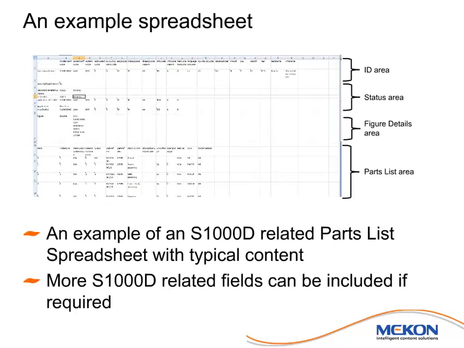The spreadsheet that you can see here is just an example, and it only contains a small amount of the actual IPD data itself. But what it does do is to contain at the top the various fields that are required to create the IPD data module ID and status areas, as well as the information for the figure. And we're going to look at each one of those areas in more detail.